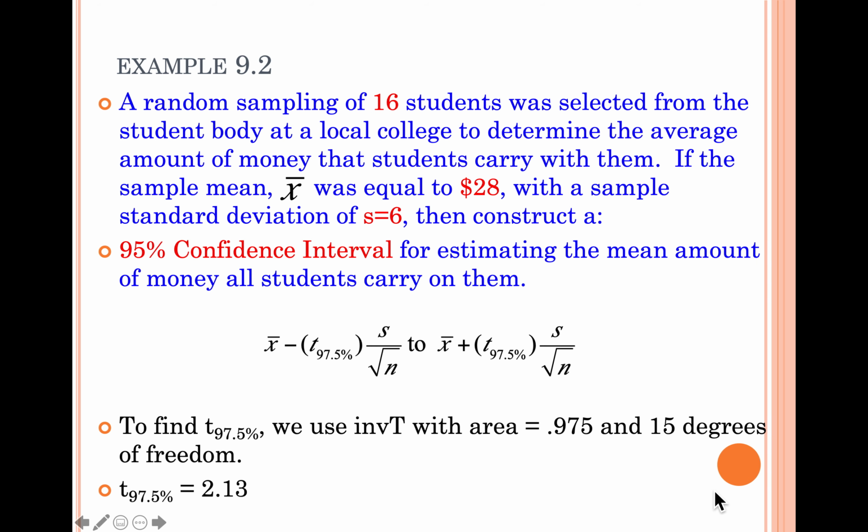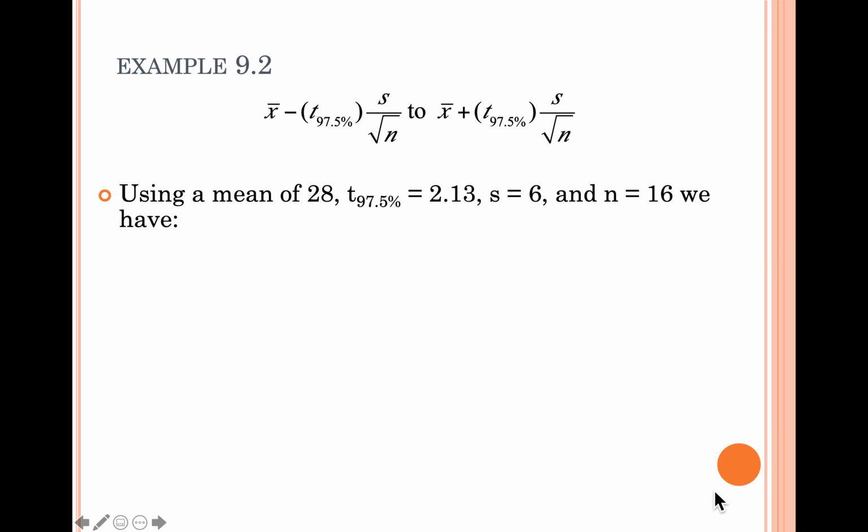So now we can put the rest of our numbers into the formula and plug them in to get an answer. We have a mean of 28, a t-score of 2.13, the sample standard deviation is 6, the sample size is 16, it is not 15, the sample size is still 16. So plugging those numbers in, 28 minus 2.13 times 6 divided by the square root of 16, and 28 plus 2.13 times 6 divided by the square root of 16.